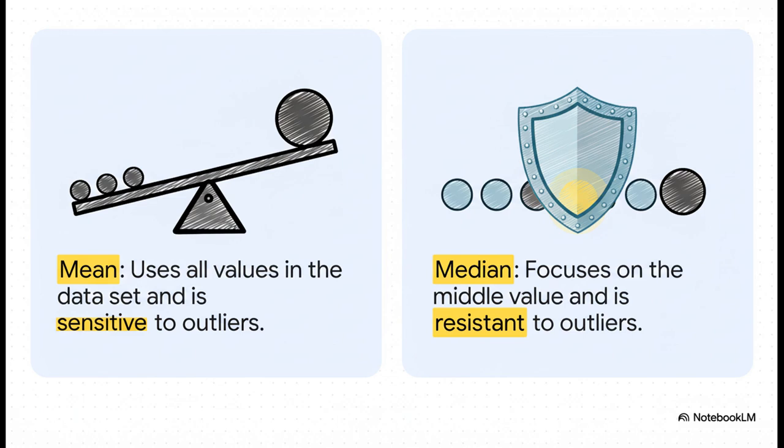The median, on the other hand, just focuses on that middle position, which makes it a hero when you've got weird data. This is why, when you hear about average income, you should always wonder, is that the mean or the median? Because one billionaire moving into a small town could totally wreck the mean, but the median tells a much truer story.